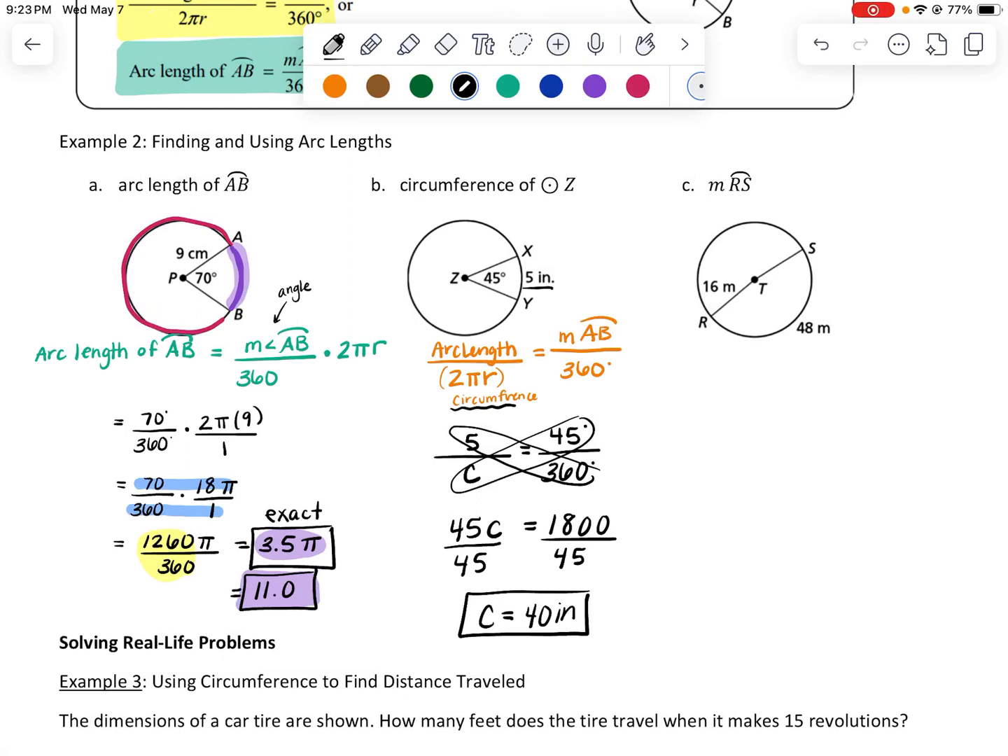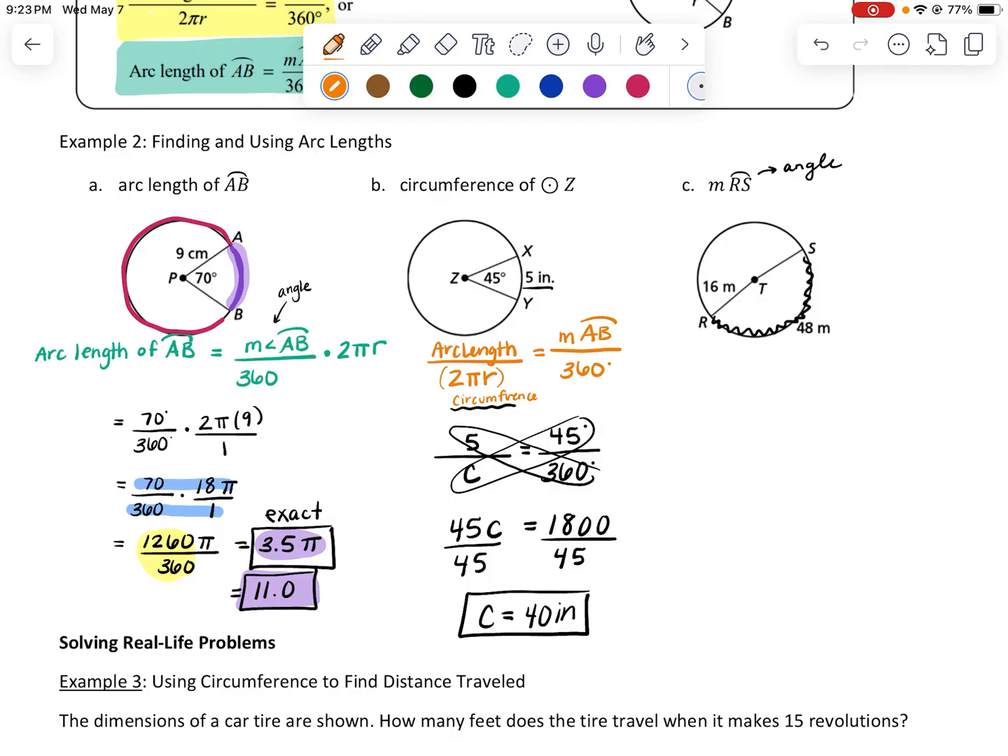Example C. So we're finding the measure of the arc RS. And remember, when we say the measure, this is talking about an angle measure. So we're looking for, and it's a minor arc. Okay, so minor arc is less than 180. So we're looking for this arc measure in degrees.